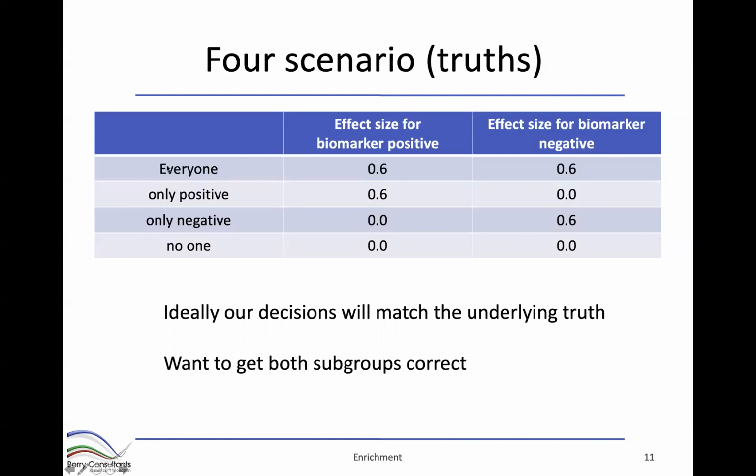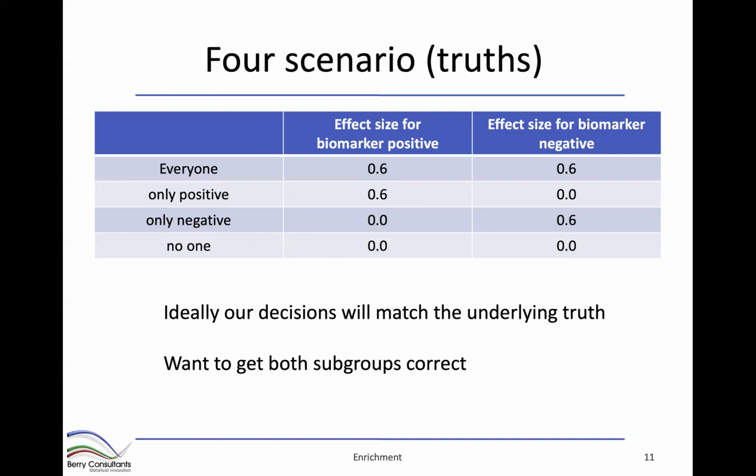It's possible that my new drug, my new therapy works for everyone. So I have this 0.6 effect size in both. Maybe it only works in the positives. So 0.6 here, no effect for negatives. Maybe it only works in the negatives. So flip that. 0.6 for negatives, 0 for positives. And it might work in no one. So 0 in each of these.